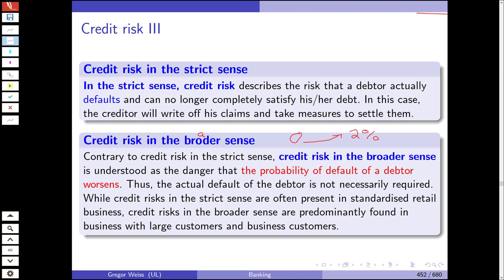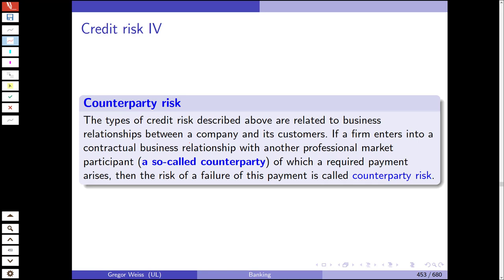Then let's move to counterparty risk. These types of credit risk we've seen before are related to business relations between a company and its customers. Now, if you enter a business-to-business contract with another professional market participant, which is then called a counterparty, and you're entitled to a payment, then the risk of failure and default on this payment can happen, and this is called counterparty risk.